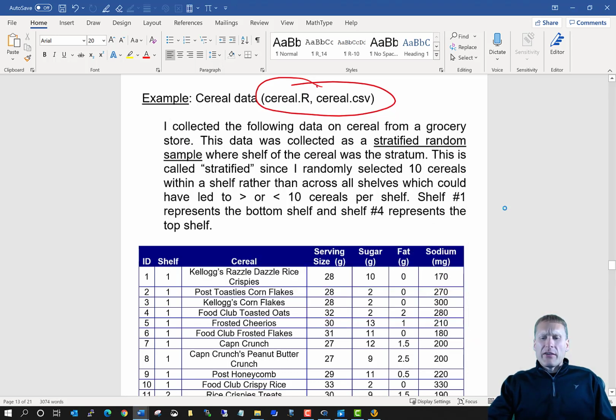And so what I decided to do was I went to a grocery store and I took a stratified random sample of the cereals that were in the cereal aisle. Typically the way that these aisles are constructed in stores is that, let's say, one whole side of the aisle, in terms of the shelves, is all cereal. And in this particular store, there were four shelves of cereal. Shelf one's going to be the bottom, shelf four is going to be the top. In terms of taking a stratified random sample here, I picked a strata, which was shelf, and within that strata, I randomly selected 10 different cereals. That way, I could get a good representation, or at least I hope I could get a good representation, of what was on each shelf in the cereal aisle.